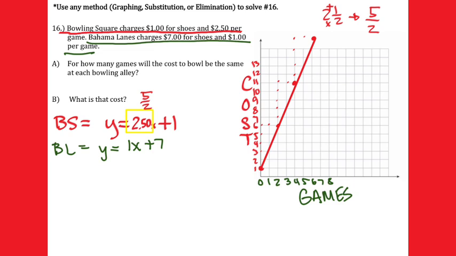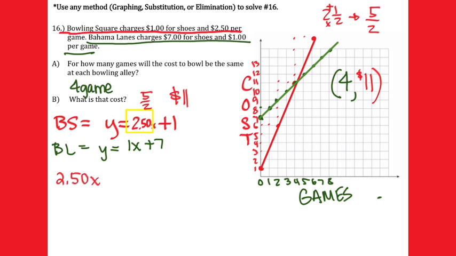And then for Bahama Lanes, it's $7 to rent shoes and only $1 per game, which shows us when we graph these that they collide at exactly 4 games, and that cost is $11. This is how you solve this question if you want to do graphing. And you only have to solve one way for credit. But if you choose to solve this all 3 ways like we did in class, you can have extra credit.